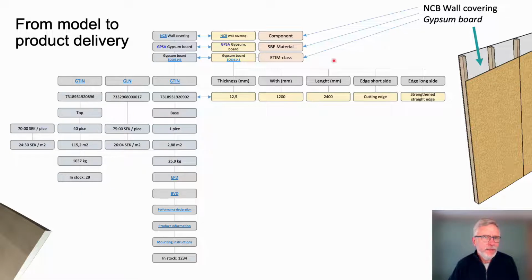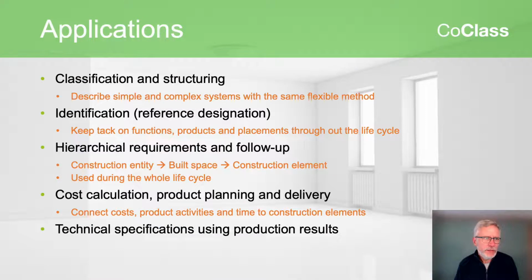And again, what's connecting them is the CoClass code and the standardized properties used for describing it. So this means that you can have many applications, many uses of CoClass. Obviously for classification and structure. Identification is important, I will talk more about that. Hierarchical requirements. You can put requirements on a high level, and then you can follow this up during the whole life cycle.